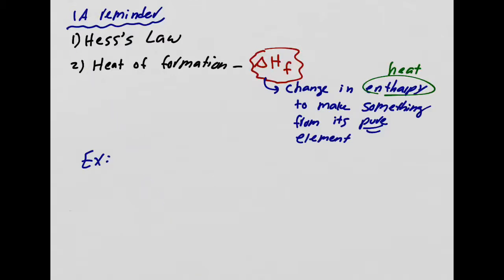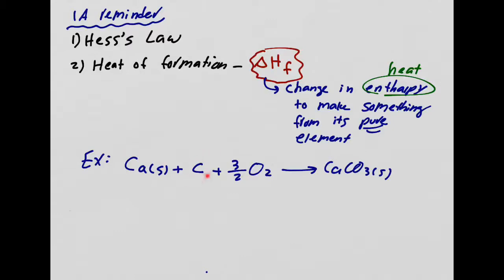I would take calcium, that's how it exists in nature, and carbon, how it exists in nature, and I would take O2, that's how it exists in nature, and I would form calcium carbonate. Again, how you make things from its pure element. That's what I mean.